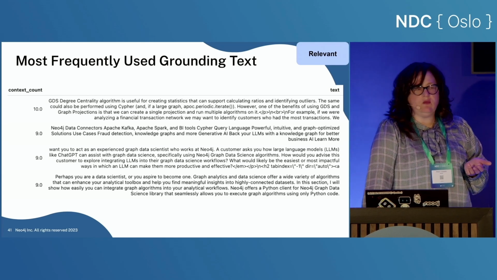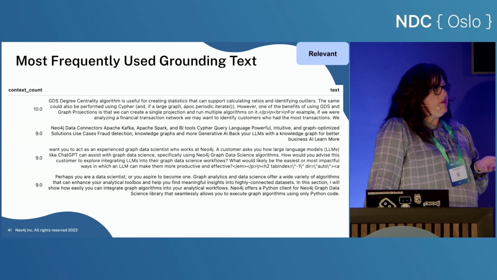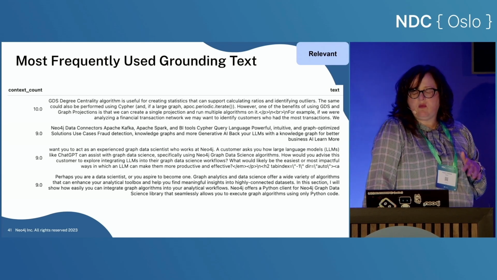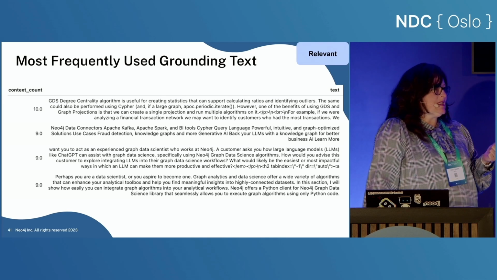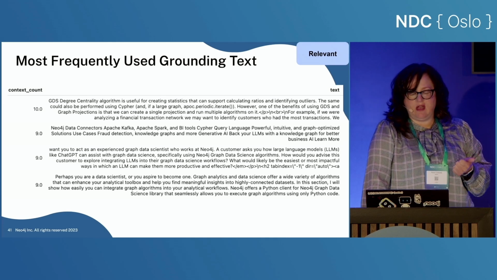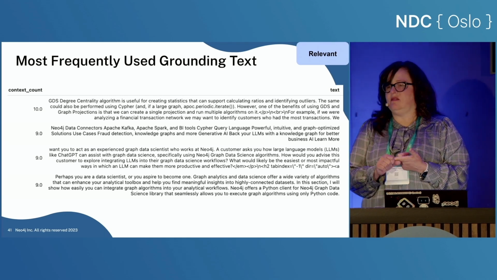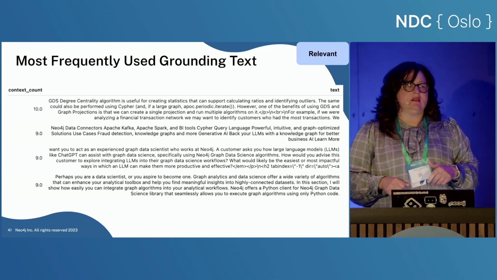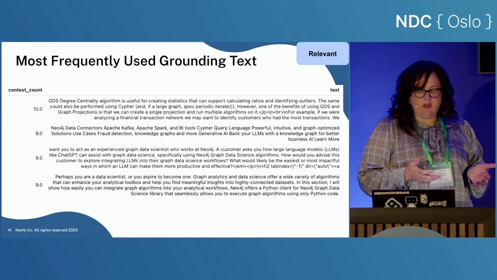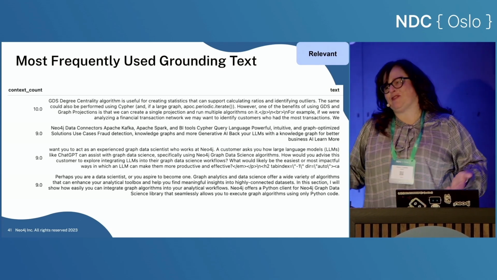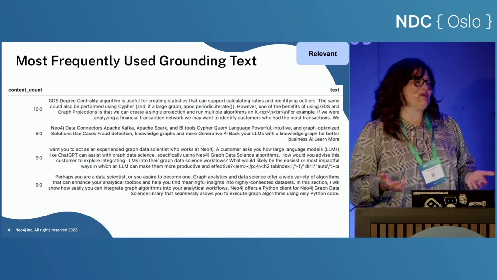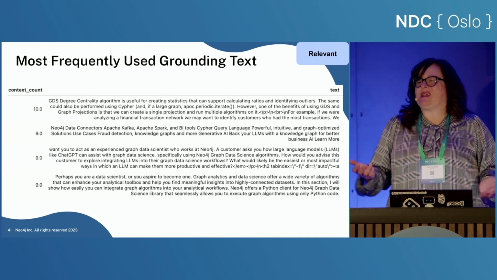One of the things that we looked at to see if we were getting relevant context is what were the most frequently used documents. For us, we see degree centrality, which is a big question, and then the actual connectors. Centrality is one of the most common algorithms that folks use. And how good is a database if you can't get your information into it? So the connectors are a really important piece. And this makes sense, right?